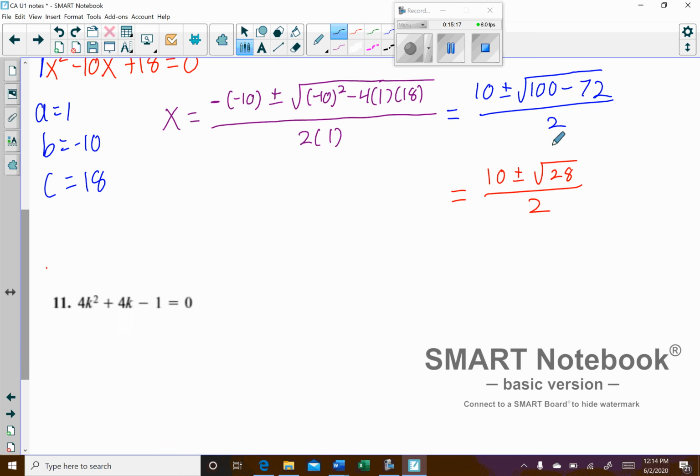And then the square root of 28, we could break that up into the square root of 4 times the square root of 7, right? Okay, so then I can go ahead and square root the 4. So we're going to have 10 plus or minus 2 square roots of 7 all over 2. Okay, and then this one's going to actually simplify to where we're not even going to have a fraction any longer. So we divide those all by 2, and so we're going to end up with 5 plus or minus the square root of 7.